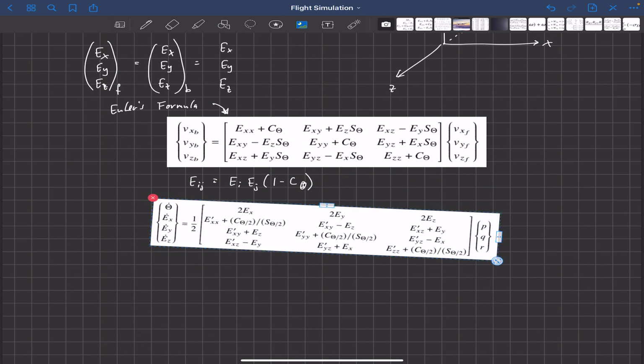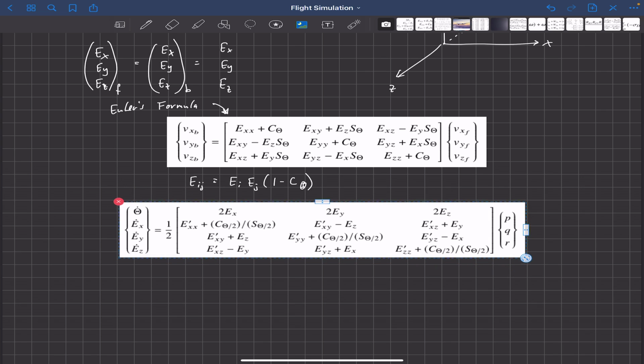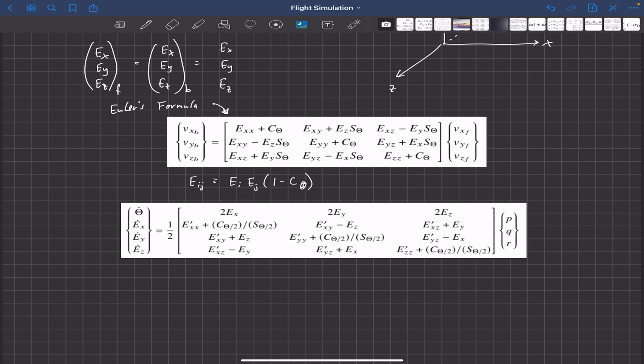Let me scroll up here a little bit and make this a little bit bigger. Okay, so now you can also compute the change here in the Euler axis formulations. So the change in theta and the change in EX, EY, and EZ, and that depends on the current orientation of the aircraft, the current Euler axis, and the rotation rates on board the aircraft, P, Q, and R. Okay, so we can use this here to figure out what the change in the Euler axis or the orientation is as a function of time.